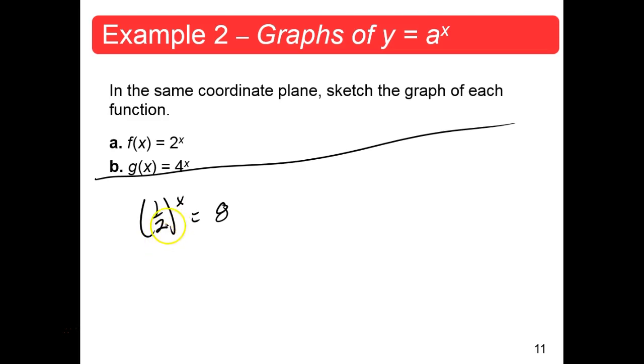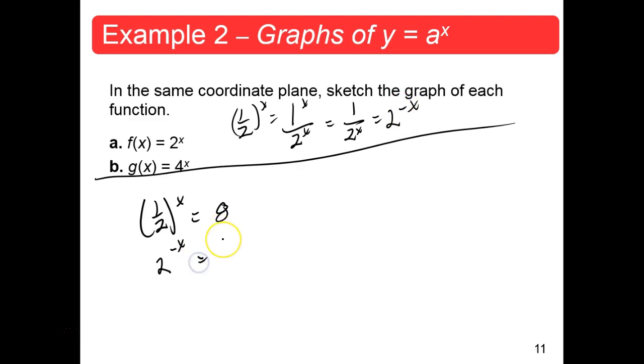Yes. If you flip this over and make that 2, then that would make it 2 to the minus x, won't it? Because here's the other way of looking at this. 1/2 to the x is equal to 1 to the x over 2 to the x. 1 to the x is 1, right? So this would be 1 over 2 to the x, which would be 2 to the minus x.